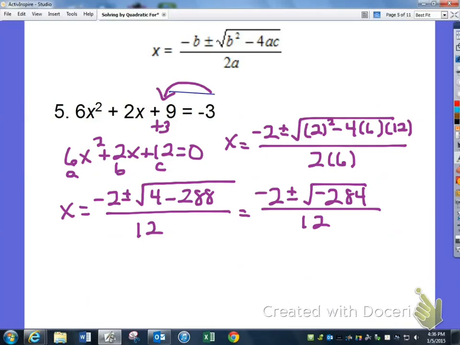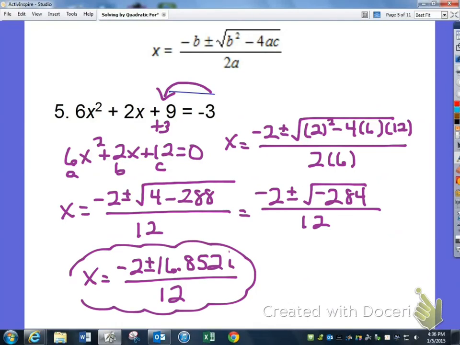But at this point, I realize I'm not going to have any real solutions because of the negative under my square root sign. So I am going to go ahead and find the square root of 284, which is 16.852. So my answer, I'm going to accept this as your answer, is -2 plus or minus 16.852i, because it was the square root of a negative number, so we have an i there, over 12. And if you leave your answer like that, I'll accept that. That would be perfectly fine. Okay, let's look at the next one.